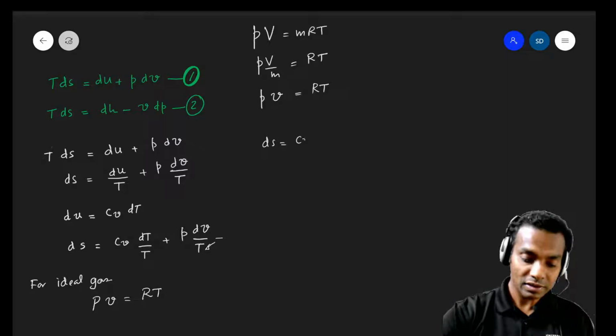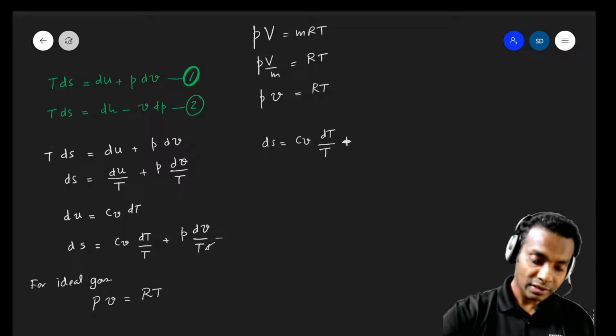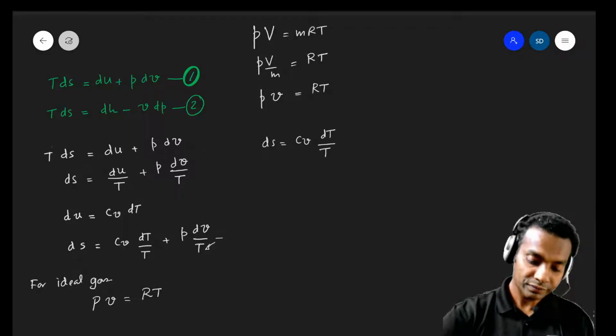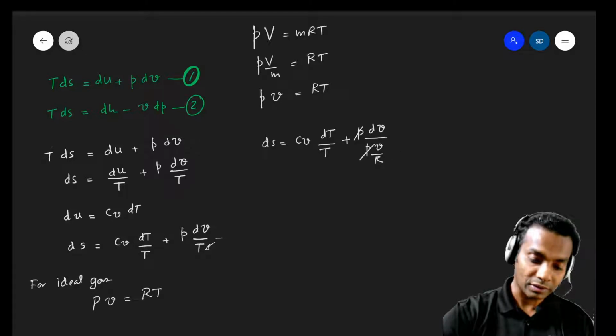ds equals cv dT over T. Instead of T in the second term, I can put pv over R, so p dv over pv over R. Now p cancels, and R comes in the numerator, so this is plus R dv over v.